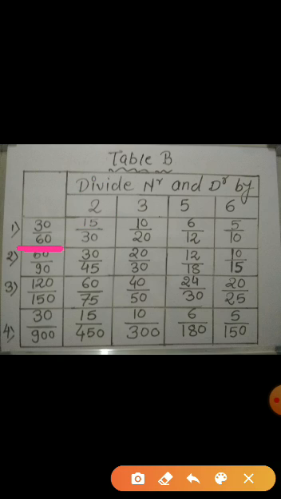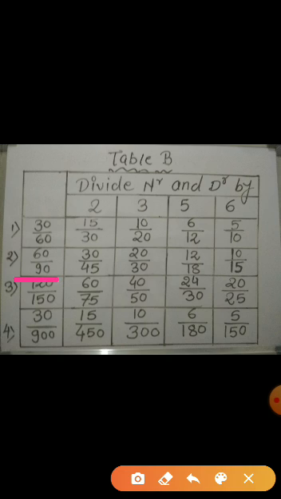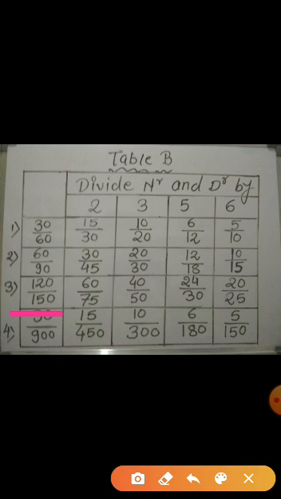Now the fraction is 30 by 60, right? After dividing by 2 to the numerator and the denominator, what we will get? 30 by 2, 15 and 60 by 2, 30. So 15 upon 30 is the equivalent fraction. The second fraction is 60 upon 90. Now 60 divided by 2, 30 and 90 divided by 2, 45. So 30 upon 45 is the equivalent fraction. Third fraction is 120 upon 150. Now 120 upon 2, 60 and 150 upon 2, 75. So 60 upon 75 is the equivalent fraction.